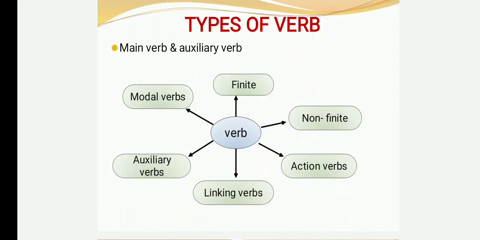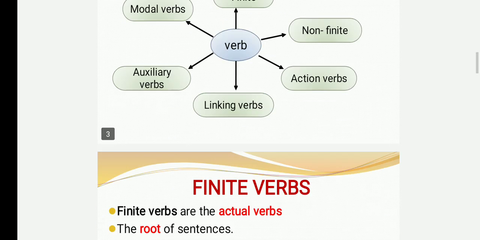Let us learn its types. There are two major types of verb: main verb and auxiliary verb. I just listed out a few types into six forms: finite verb, non-finite verb, action verbs, linking verbs, auxiliary verbs and modal verbs. Today we are going to learn what is finite and what is non-finite verb. We are just going to learn their definitions.